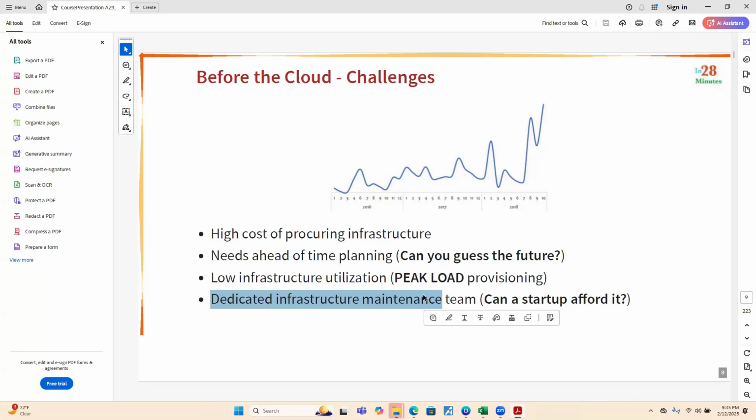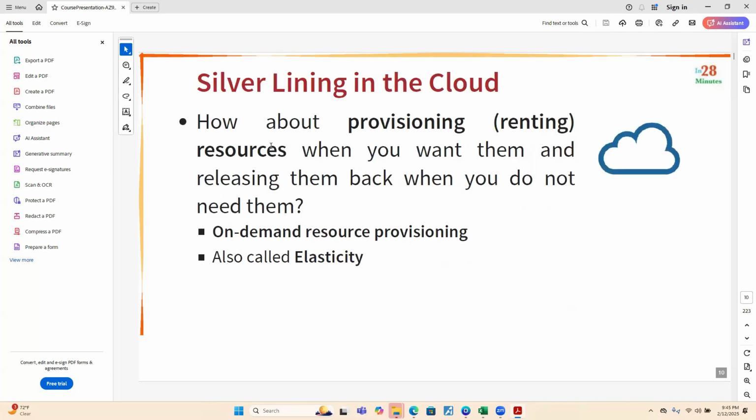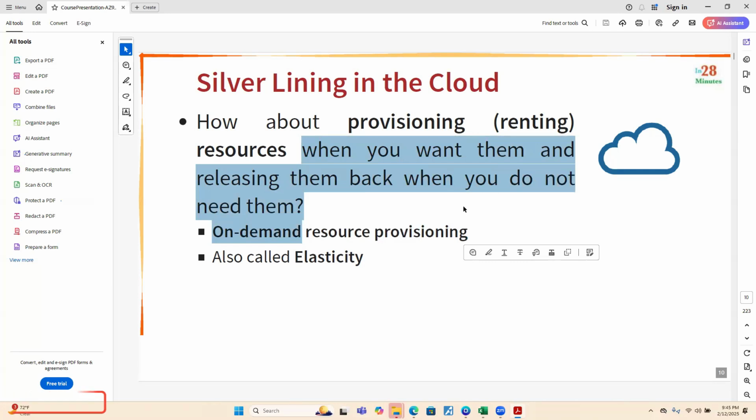Okay, but now once we get into the cloud, what happens is that instead of purchasing the resources, we are trying to rent the resources. We rent these particular resources when you want them, and then release them back when you don't need them. And it is something like this.